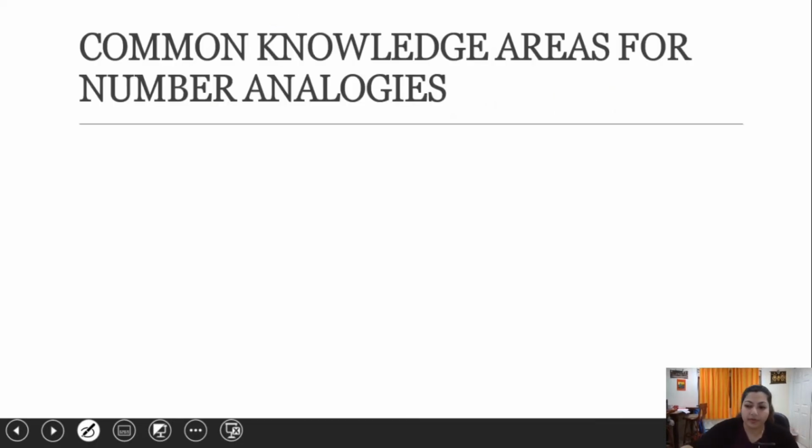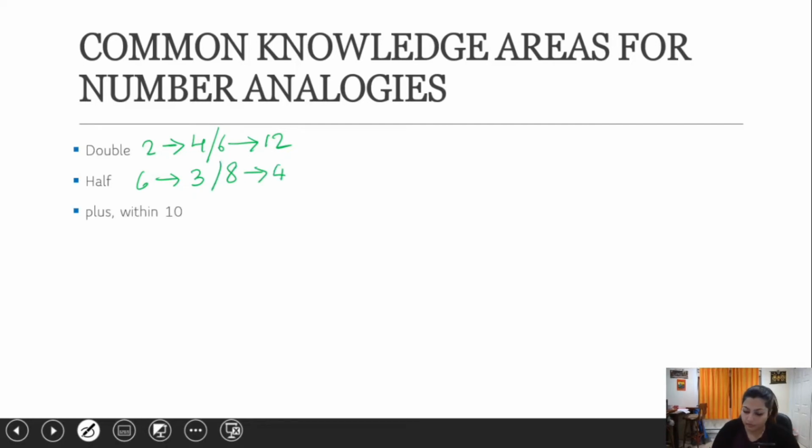Common knowledge areas for number analogies. Double. Double is 2 is becoming 4, or say 6 is becoming 12. Double. Halves. 6 is becoming 3, 8 is becoming 4. Plus, say +2, +4, but everything is less than 10. -4, -3, less than 10. Just examples. Same or no change.